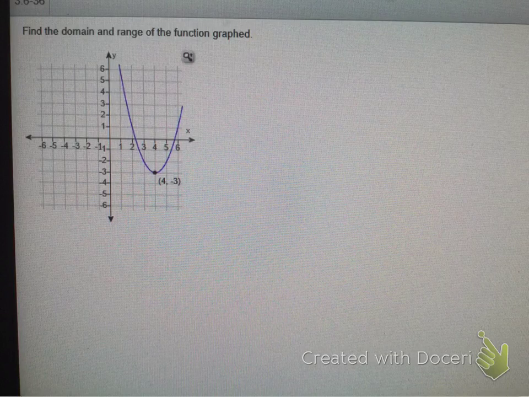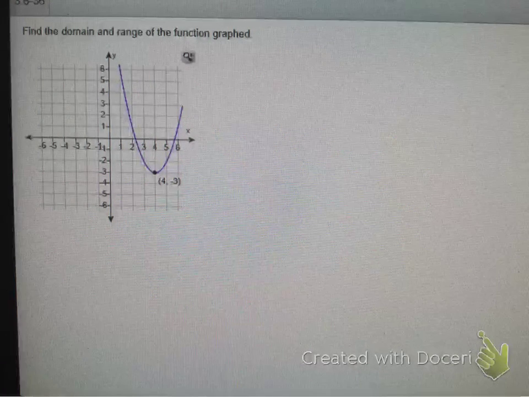All right, Aisha, if we want to find the domain and range of a graph like this, what we want to do is first think of what those words mean. The domain is the set of all the x values that are present on a graph, and typically we're going to find it by working our way across the graph from left to right.